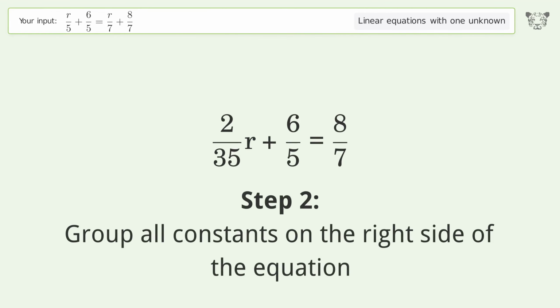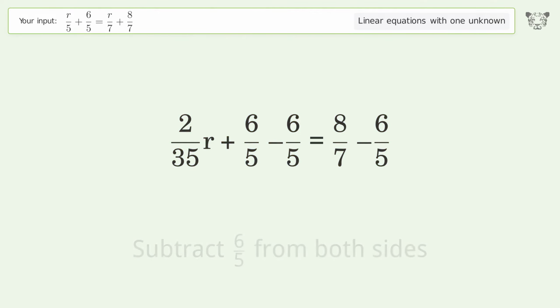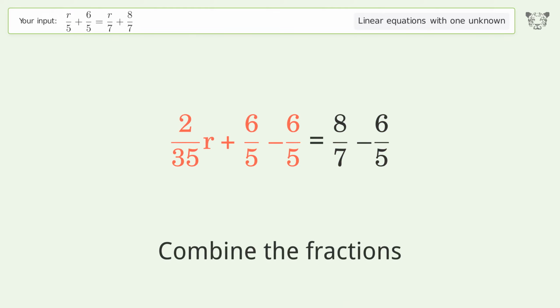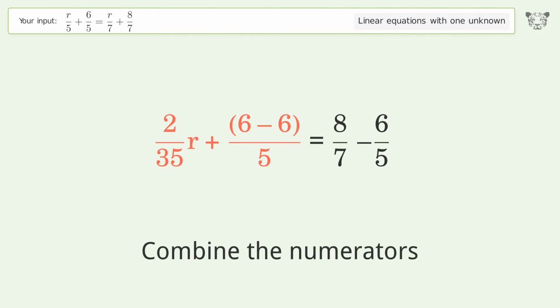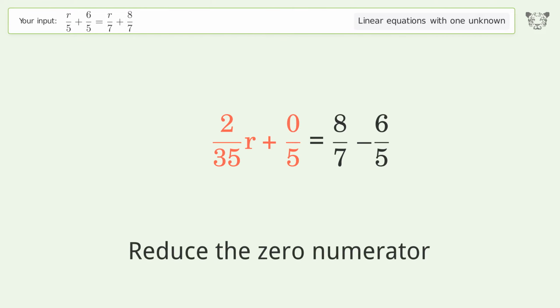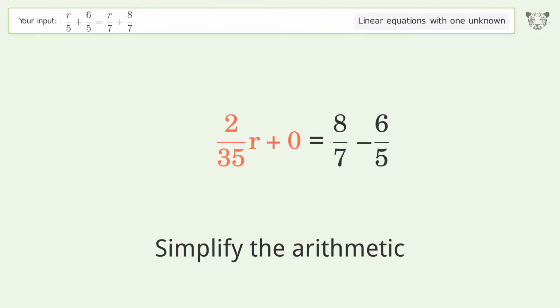Group all constants on the right side of the equation. Subtract 6 over 5 from both sides. Combine the fractions. Combine the numerators. Reduce the zero numerator. Simplify the arithmetic.